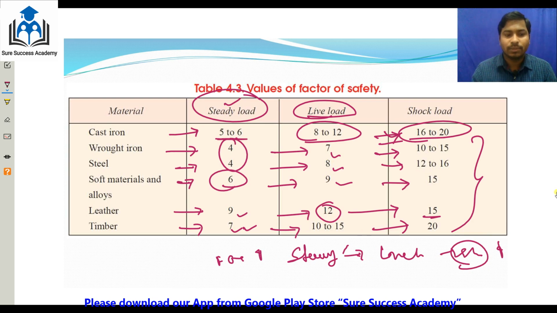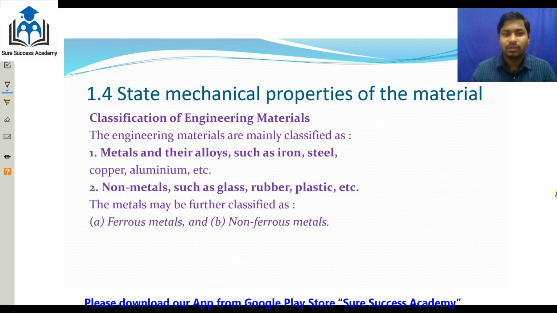Steady loads, the factor of safety is less. So friends, before we go into the mechanical properties of the material, let me give just a brief glance at the classification of engineering materials. The engineering materials are mainly classified into metals and alloys, such as iron, steel, copper, and aluminum, and non-metals, such as glass, rubber, plastic, etc.